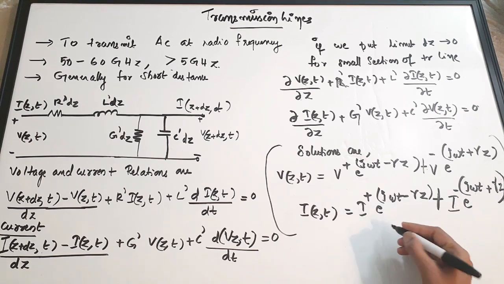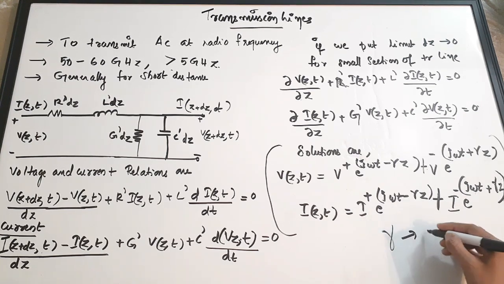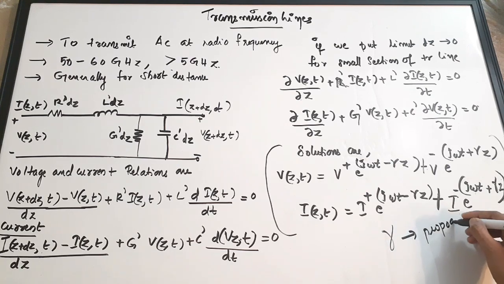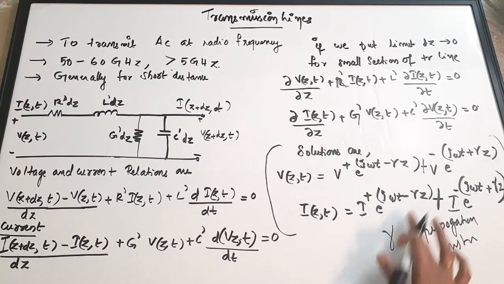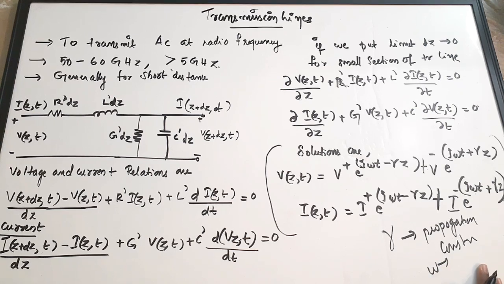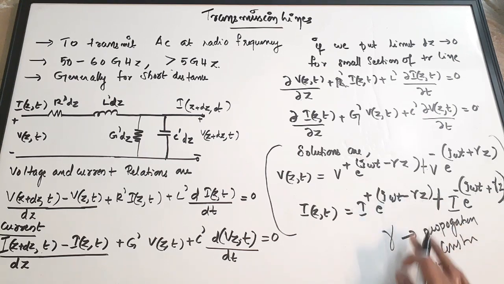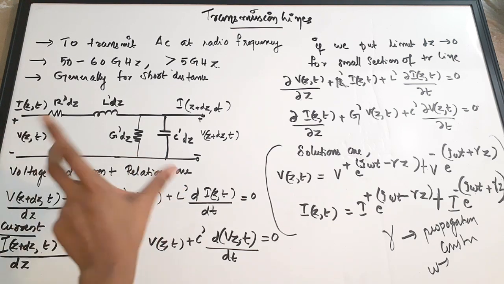Now here you can see there is a gamma. Gamma is the propagation constant. Omega is the angular frequency. Okay, so these are the two unknown terms: gamma is the propagation constant and omega is the angular frequency. We'll discuss more about gamma later. Okay, so this is the representation of the voltage and current equations of the transmission line, or in terms of a network you can represent the transmission line just like this.